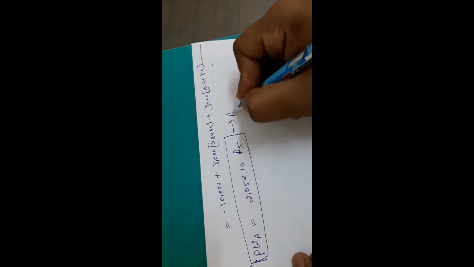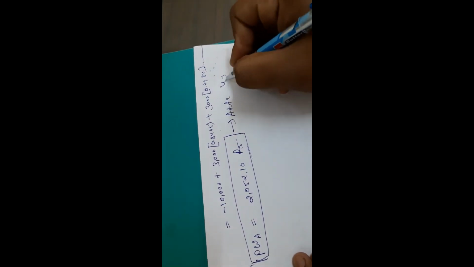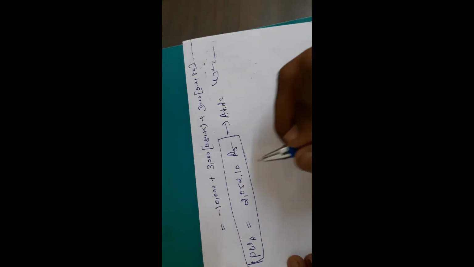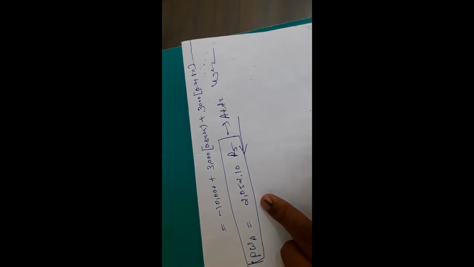So after 4 years, the revenue generated by equipment A is 2,052 rupees. Now, this is the present worth, okay, not a future worth value. This is the present value of our earning or our revenue generated after the 4 years.